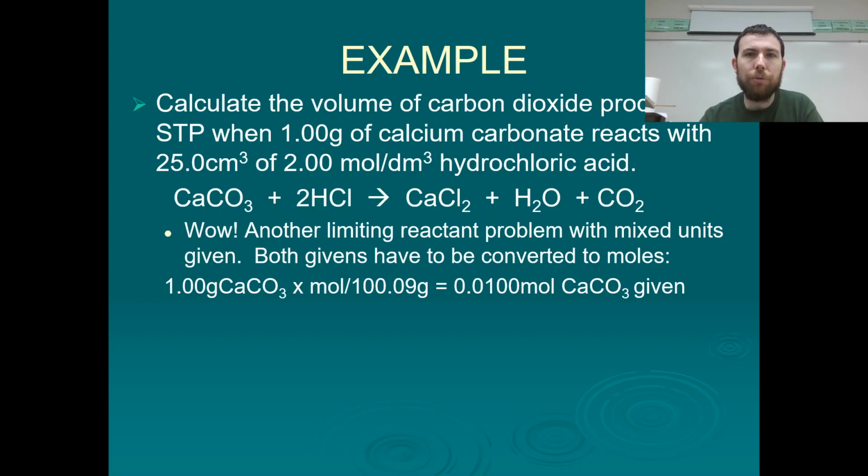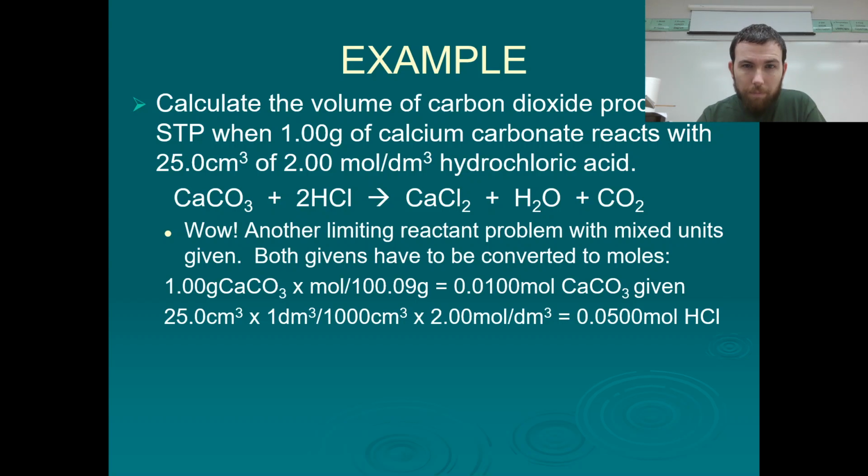All right, to get to the moles of hydrochloric acid, we're going to need to multiply the molarity of hydrochloric acid by the volume. So 25 cubic centimeters times 1 cubic decimeter divided by 1,000 cubic centimeters times 2 moles per 1 decimeter cubed. So we've got 0.0500 moles of HCl that are present. That's what's given, right? That's what we've got.